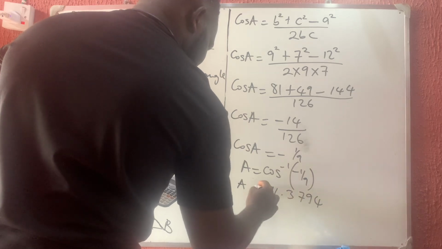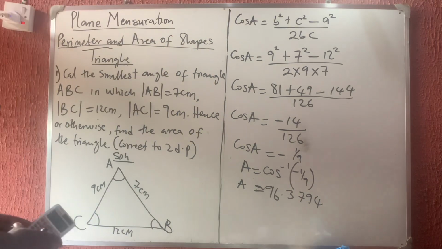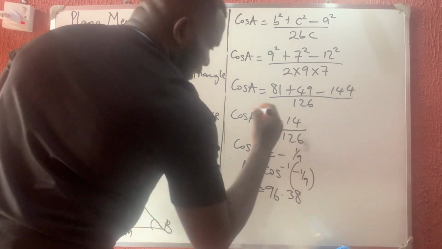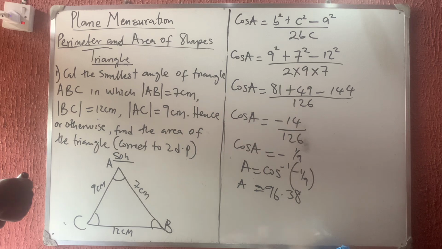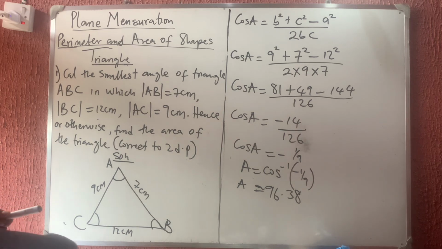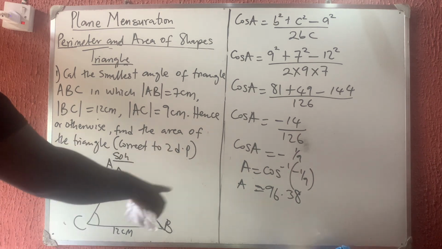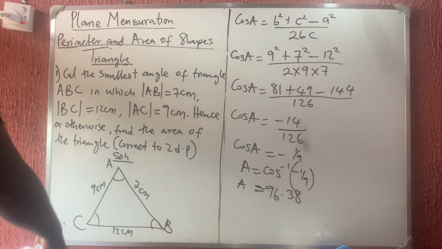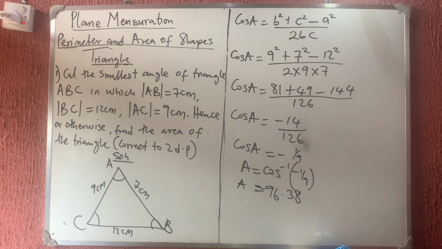96.3794 approximately. Okay, so that is my A. Now I've gotten my A, but they say we should correct to 2 decimal places, so it's going to be 36.38. Okay, and now we are asked to calculate the area of that. In fact, this is the smallest one. You can check if it is actually the smallest one by calculating B, then calculating C.